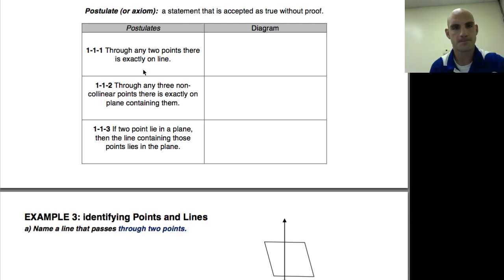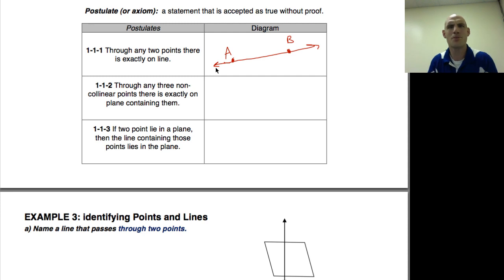Let's look at the first one. Through any 2 points, there is exactly one line. Well, if I put 2 points out here, this is like a duh. How many lines could I draw through those 2 points? Well, if there's a line that contains both of the points, can I draw any other line that contains those 2 points? No, I can't. So that's why it's accepted without proof, because it just has to happen that way.